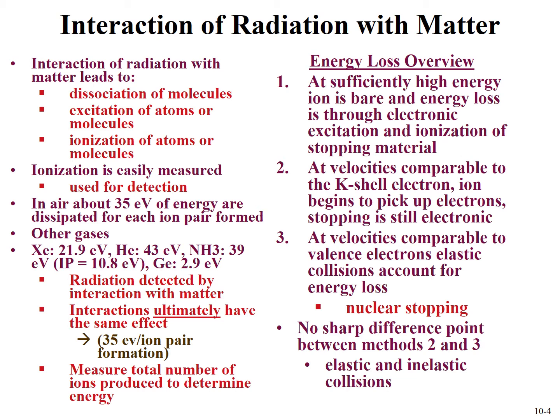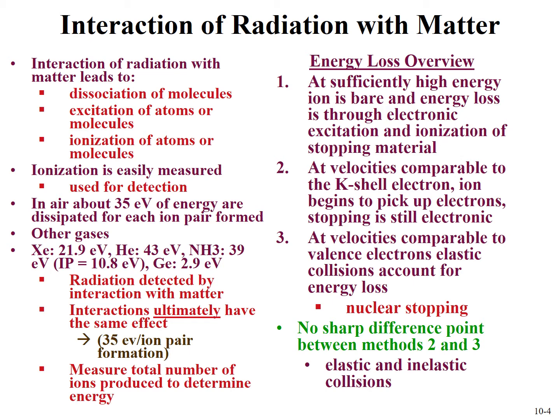Interactions of radiation with matter, as we showed in the previous slide, where the interactions are some radiation, the matter itself is water, have some pretty similar commonalities. You get dissociation of molecules, and these molecules become excited, and then these excited molecules can also become ionized. For detection, this ionization is easily measured, and that's actually the route that we use for radiation detection.